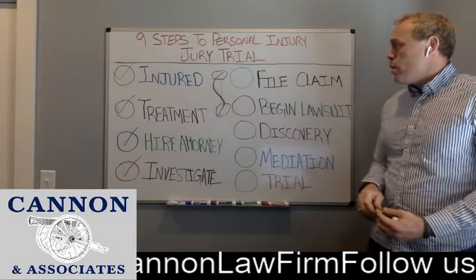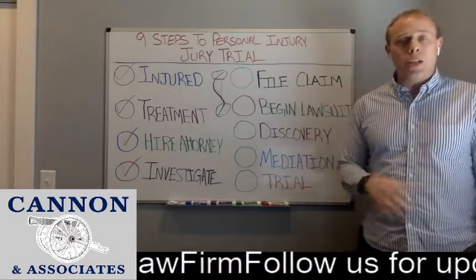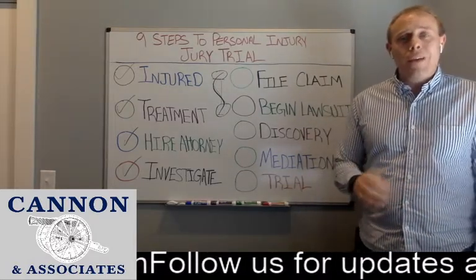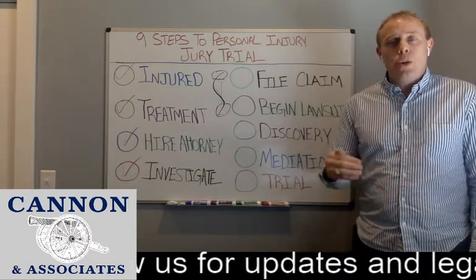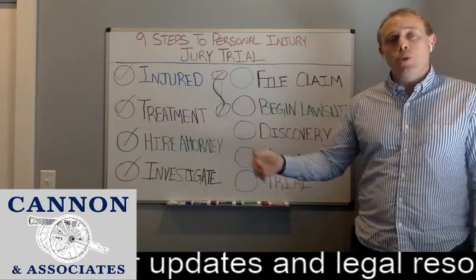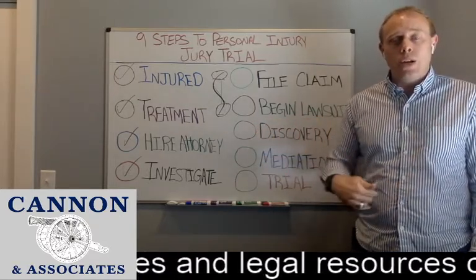That leads to the next point, the actual first step of filing the claim. So Oklahoma is an at-fault state, which means that you cannot be 51% or more responsible for a traffic accident and recover damages.